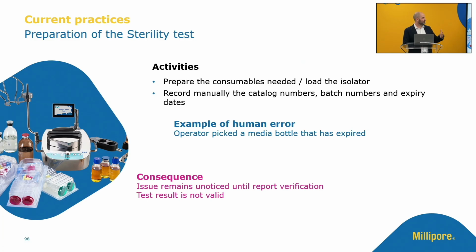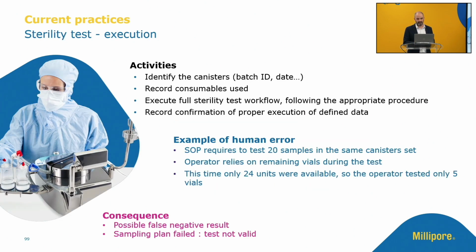Just an example: for preparing the sterility test, a human error could be that all the media bottles loaded into the isolator were thought to be from the same batch, but maybe one bottle was from a previous batch and was expired. The operator thought it was all the same batch and did not record all the bottles. The risk there is to use a product that has expired, making the test invalid and risking a false negative result if the performance of the media is not valid after the expiry date.